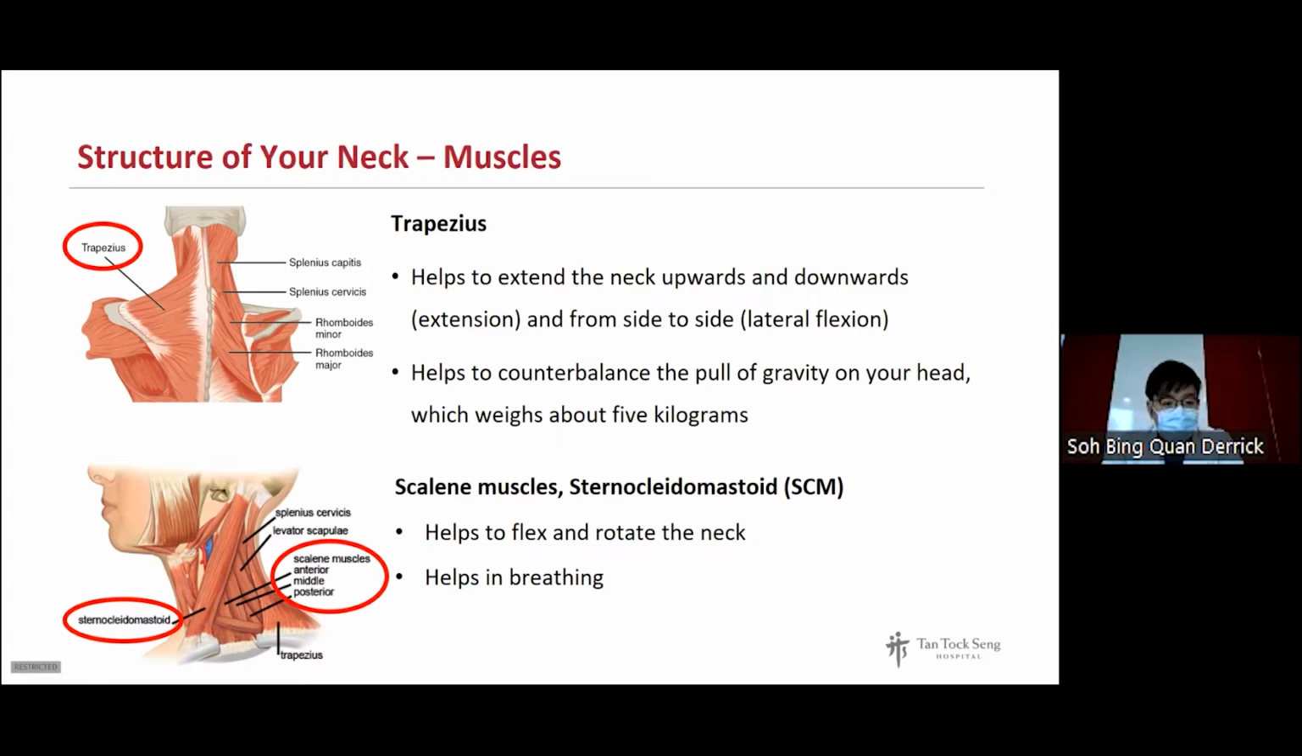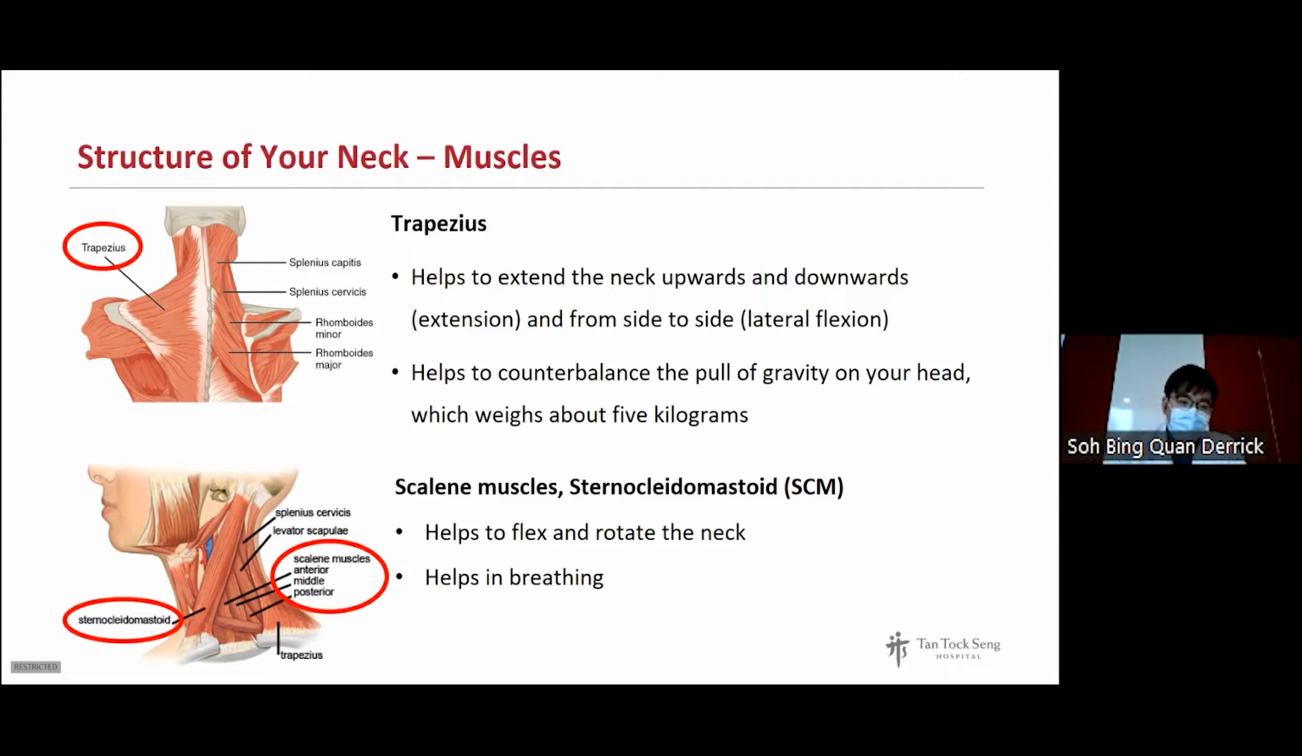Next one, I'll introduce scalene muscles and also the SCM, which is the sternocleidomastoid muscle, which is at the side of your neck. Sometimes when you brush your teeth, you clench, you bite your jaws together, you can see there are two tight muscles at the side of your neck. That's the SCM. What it does, it helps to flex and rotate the neck like this, and also aids in breathing because it's connected to your clavicle, the bone here, which helps to lift up your rib cage.